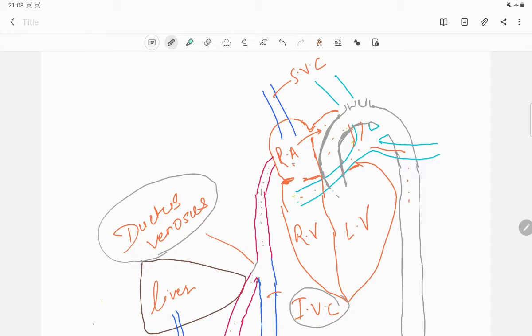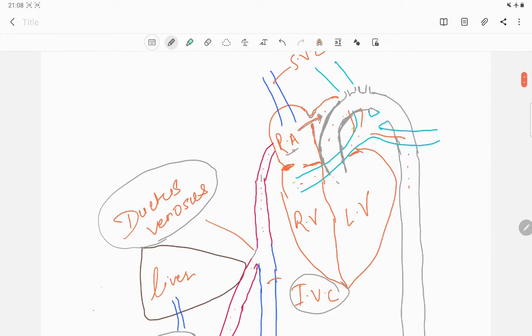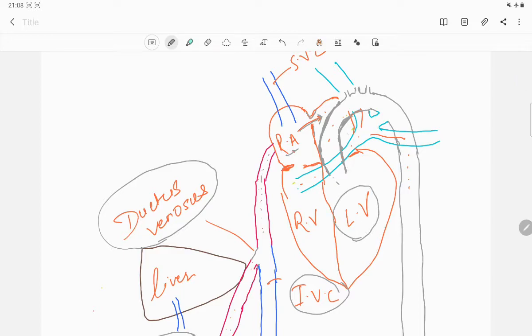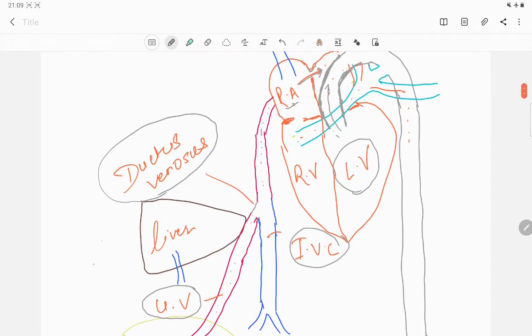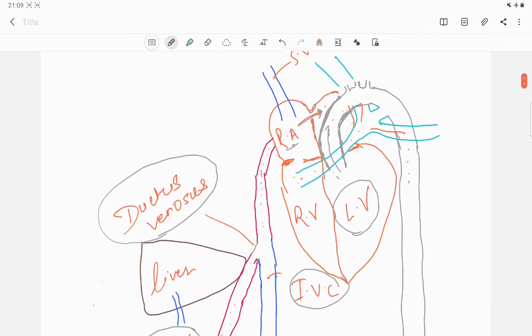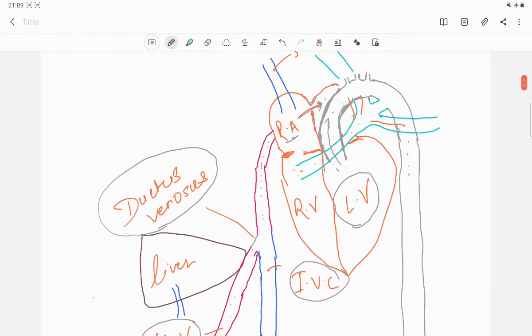From the right atrium it goes directly into the left atrium via foramen ovale. So this little opening over here between the right atrium and left atrium is foramen ovale. So now we have blood in our left atrium. From the left atrium it goes to the left ventricle, and from the left ventricle it goes into systemic circulation via the aorta. So this was how oxygenated blood reaches different tissues of the fetus.